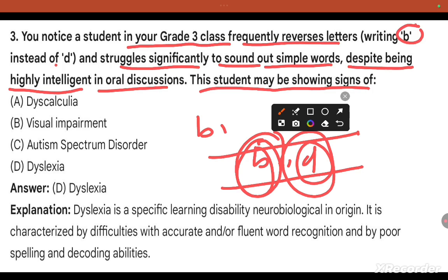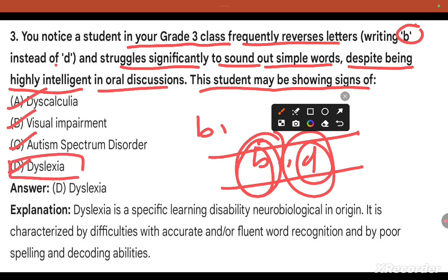Sometimes it's confusing. And what is this problem? This is called a learning difficulty, that is, a learning disability. The options: A, dyscalculia; B, visual impairment; C, autism spectrum disorder, ASD; D, dyslexia. So here the answer is dyslexia.